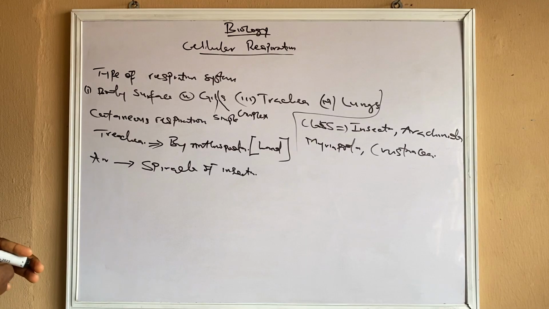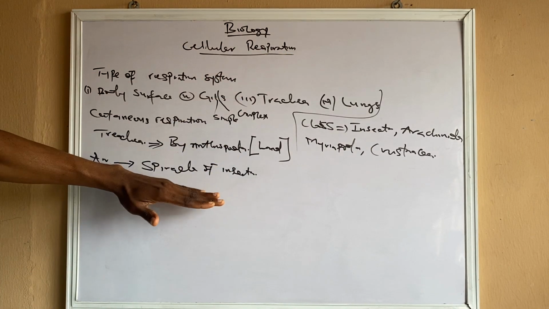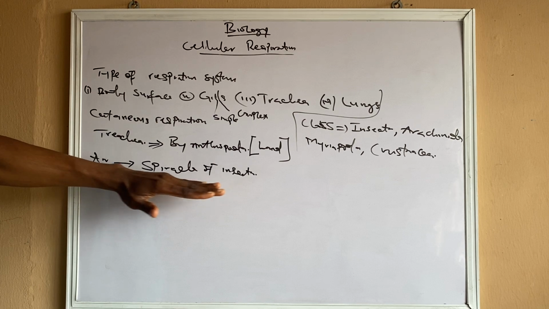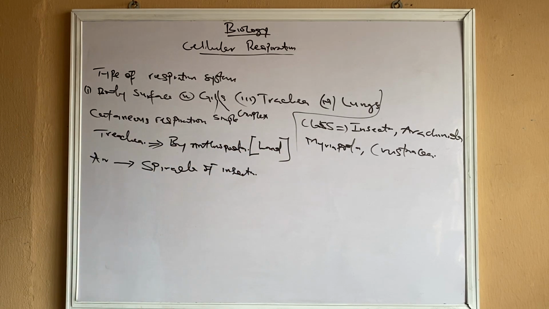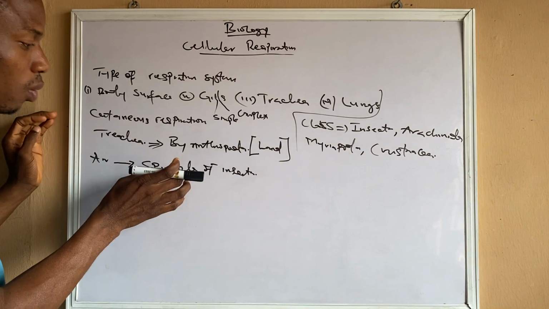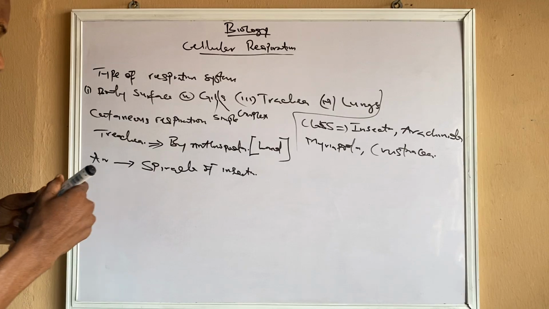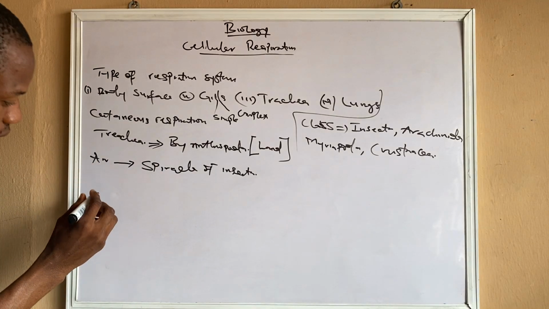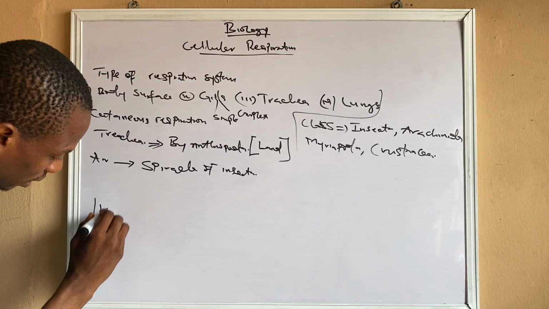Because we are dealing with cellular respiration, we are coming back to how the oxygen or the air enters. It enters through the spiracle. This spiracle is the one through which we absorb the oxygen. Let's see a little bit of a diagram of how the trachea looks.